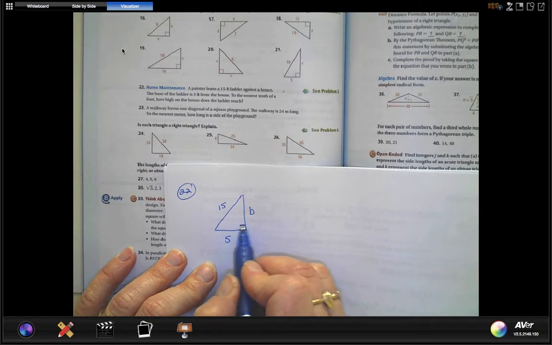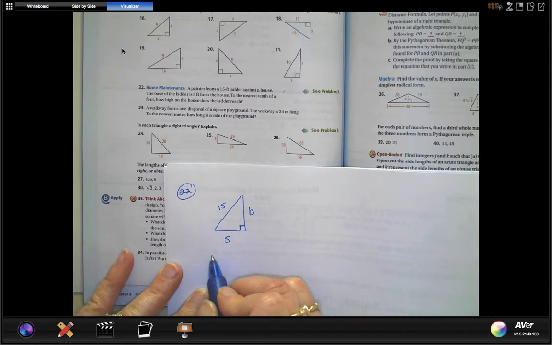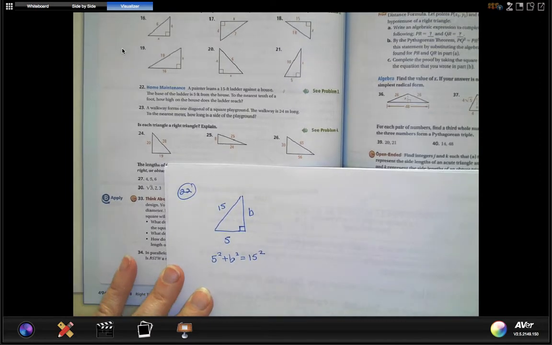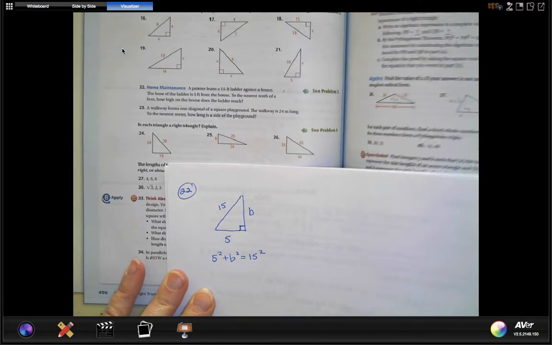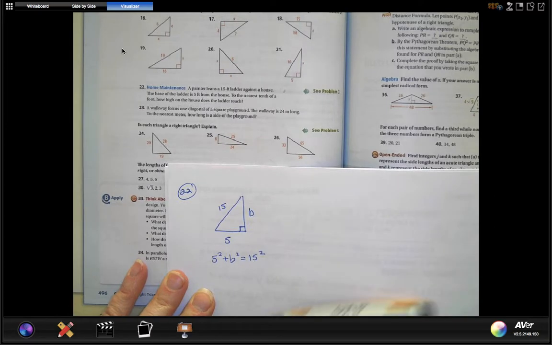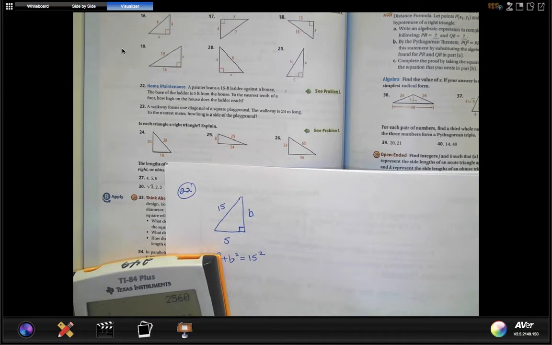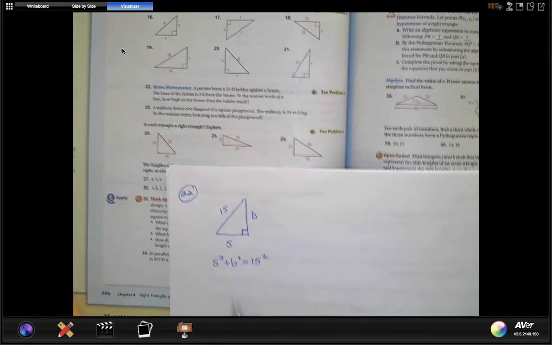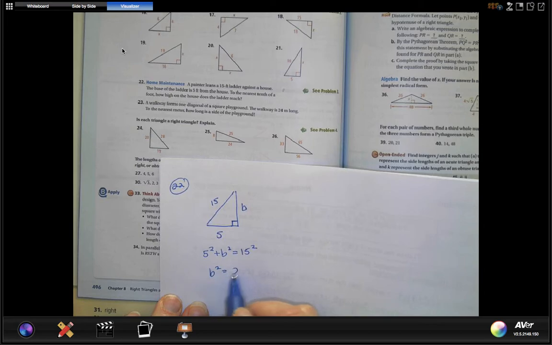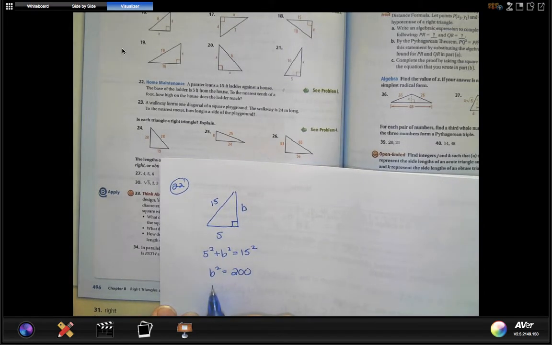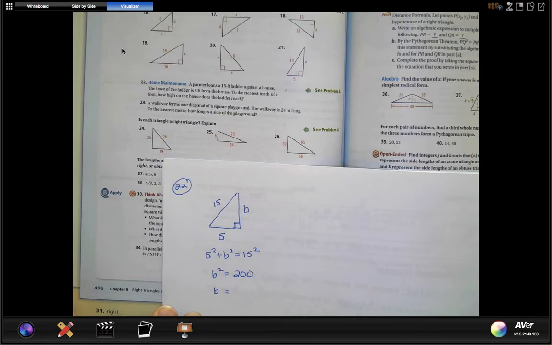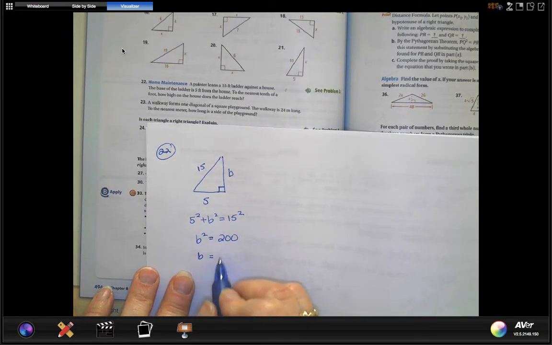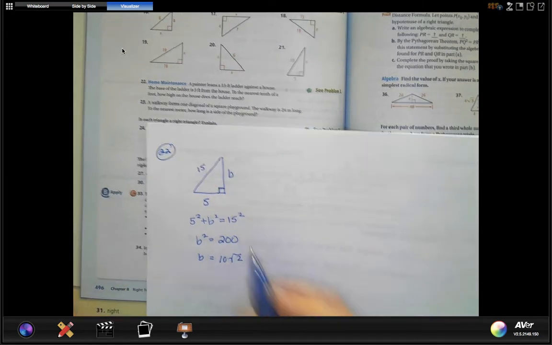The distance here and the house are forming a right angle. So I have 5 squared plus b squared is equal to 15 squared. So then you can just do 15 squared minus 5 squared. So I get 200 there, so b squared is equal to 200. If I wanted to simplify the radical, 200 is the same thing as 2 times 100.